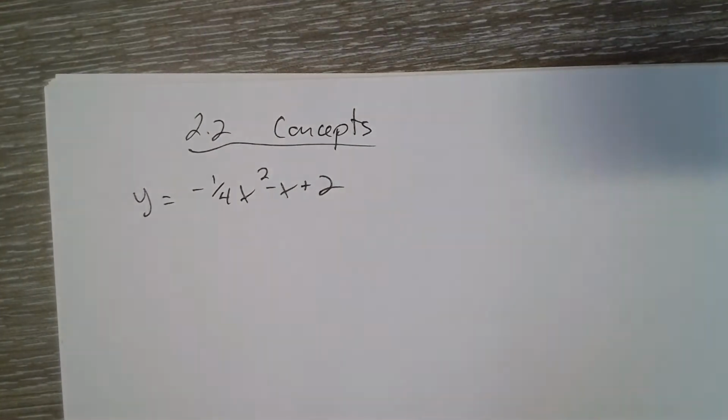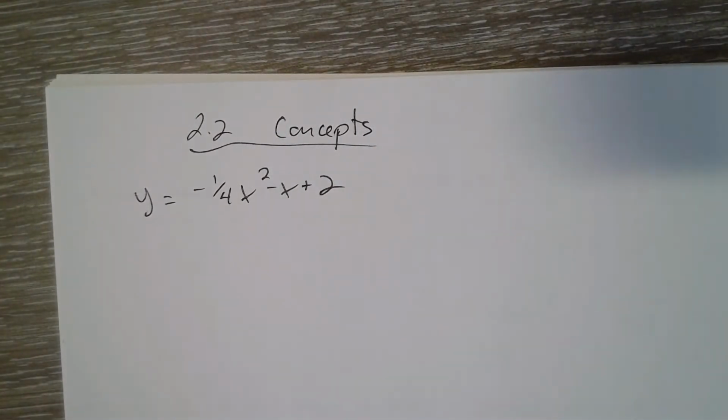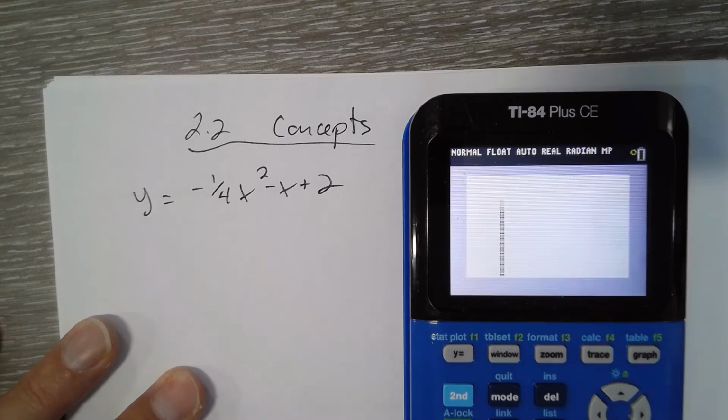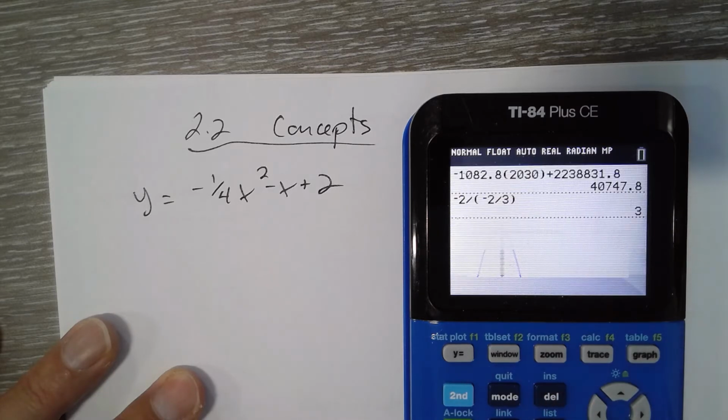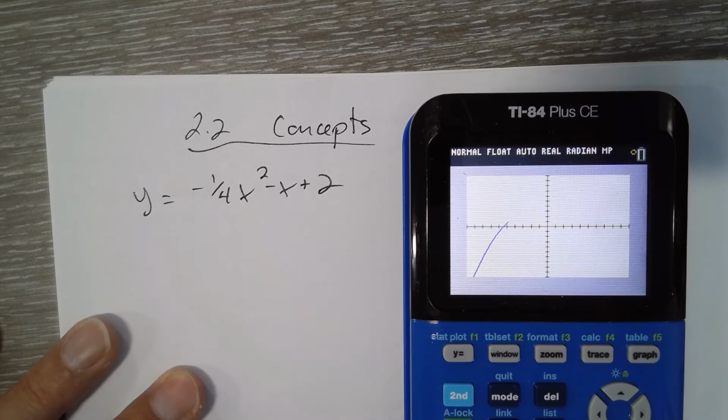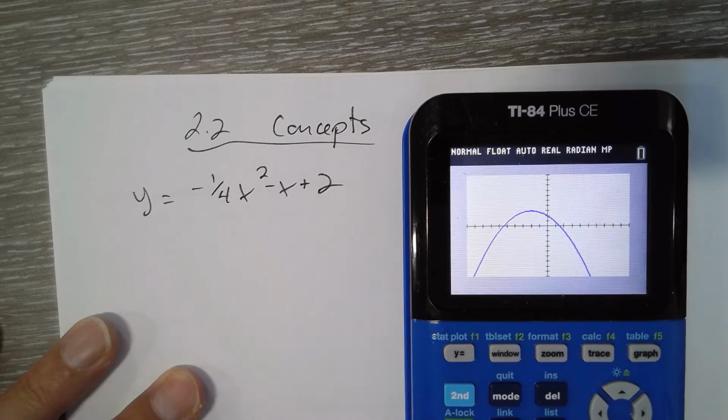Let's say we wanted to just first of all have a picture of it. So we'll plug it into our calculator: negative 1/4 x squared minus x plus 2. Alright, I'm going to do a zoom standard or zoom 6. Okay, so that's what it looks like.